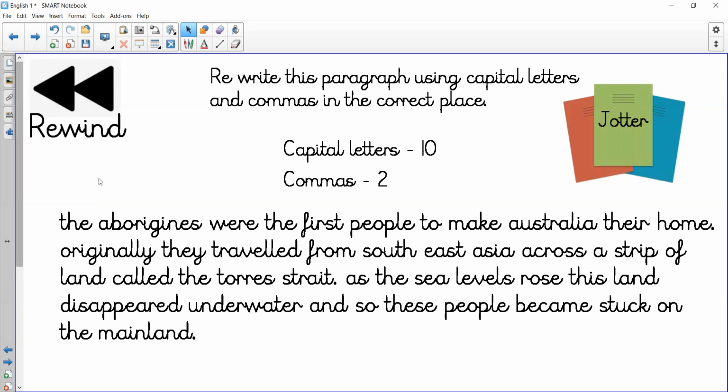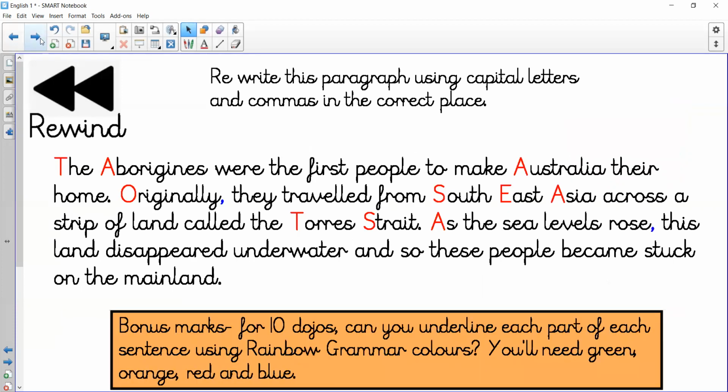Okay, so if I show you the answers, you should have these here. So the Aborigines should have a capital letter: start of a sentence, proper noun. They were the first people to make Australia, proper noun, their home. Originally, start of a sentence, and that is an adverb, there you go, the front of an adverbial there. They travelled from Southeast Asia.